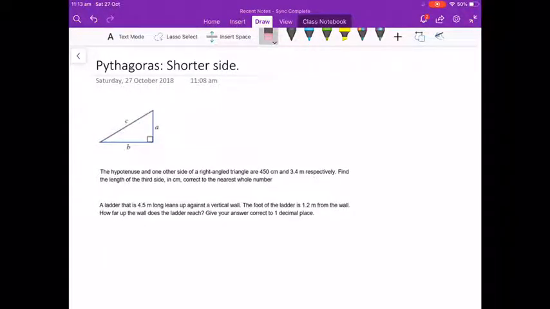Today we're going to be looking at using Pythagoras to identify the shorter side in a triangle. So to label a right angle triangle, we know that C is the hypotenuse, the longest side. And we know that A and B, our shorter sides, are interchangeable. We're going to go through two examples.